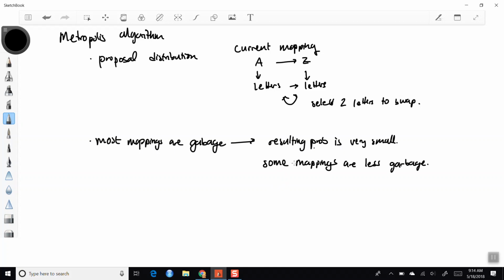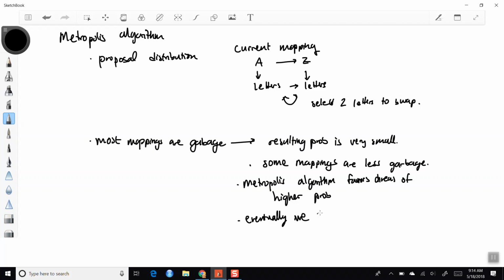So the Metropolis algorithm favors areas of higher probability, and eventually we will get to an area of decent probability. Quote, high probability zone.